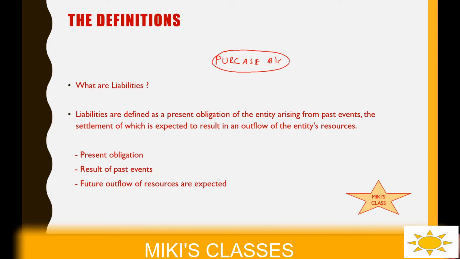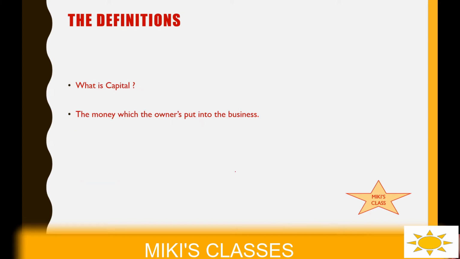So once you have purchased something, is there any present obligation? No, because you have already made the payment. Result of past event? Yes, but you do not have to check all. If any of these is no, it means this is not a liability. Future outflow of resources are expected, again a no, because you have already got the bikes and you have made the payment. Correct? Okay, so this is not a liability.